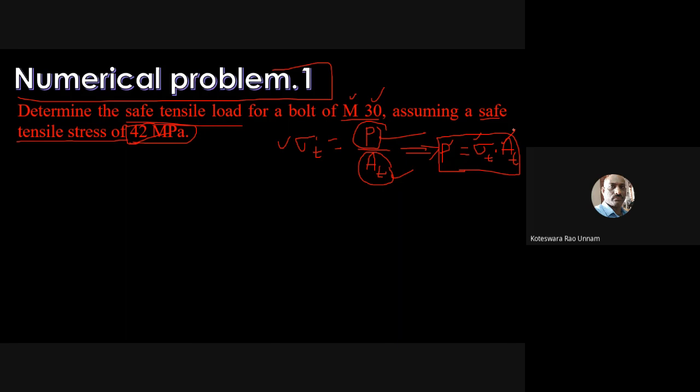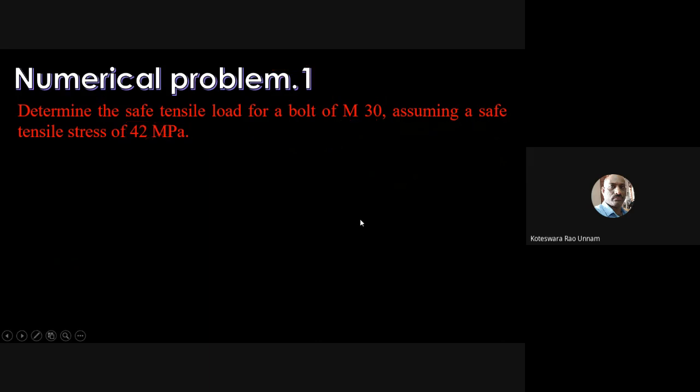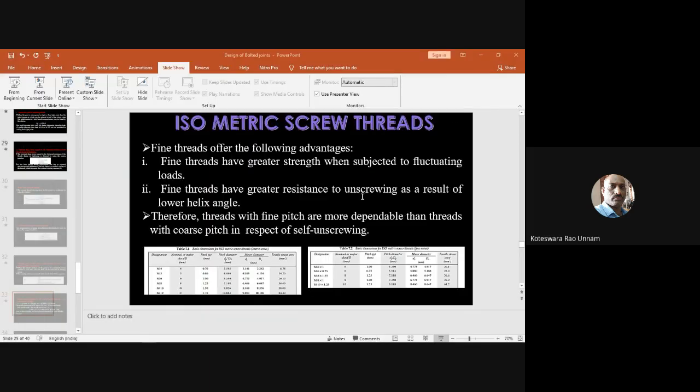So how can you take the At value? You need to open your data book and go to chapter 8. Under chapter 8, for M30, generally if nothing is specified, we use coarse series. That's what we discussed in the previous class also. If it is not mentioned whether you have to use coarse series threads or fine series threads, we'll use coarse series threads, that is, basic series only. So now look in the data book and tell me the tensile stress area for a bolt of M30.